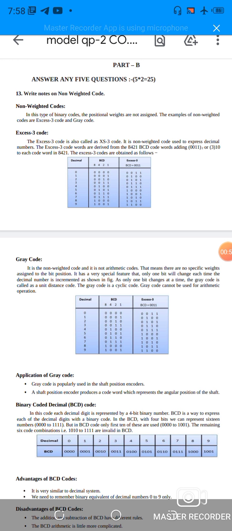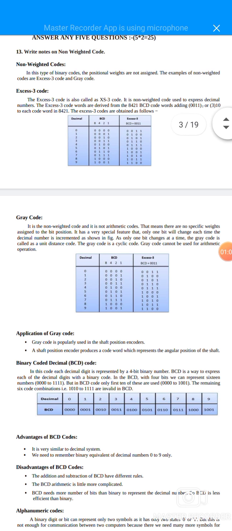Gray code cannot be used for arithmetic operations, and this tabular column is displayed on the screen with decimal, BCD and XS3 numbers. Application of Gray code. Gray code is popularly used in shaft position encoders, and a shaft position encoder produces a code word representing the angular position of the shaft.